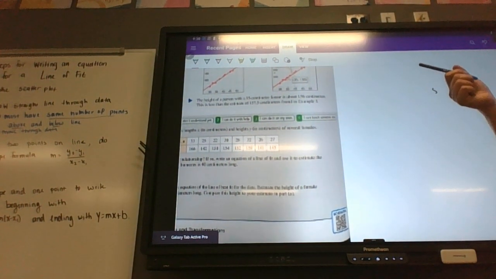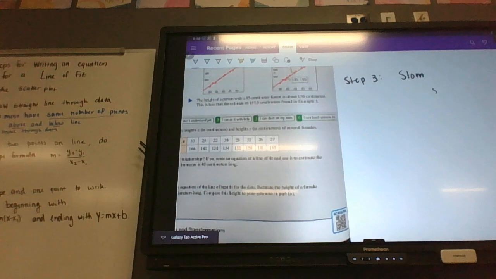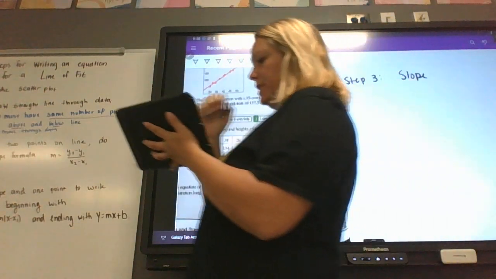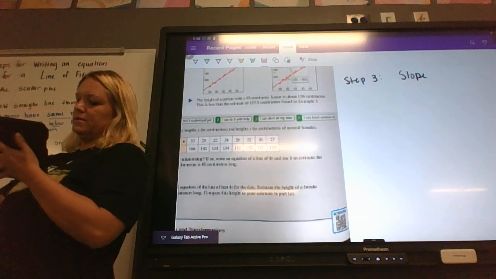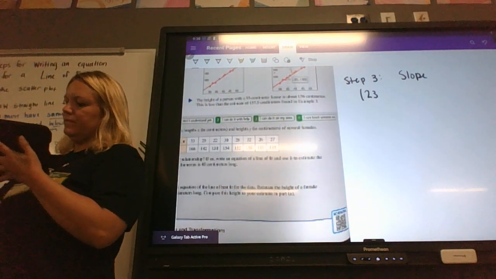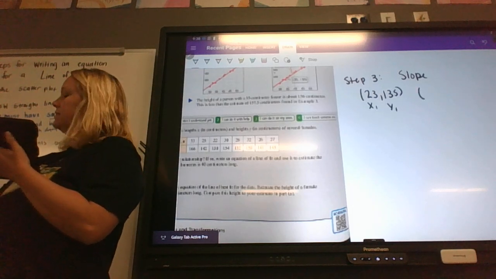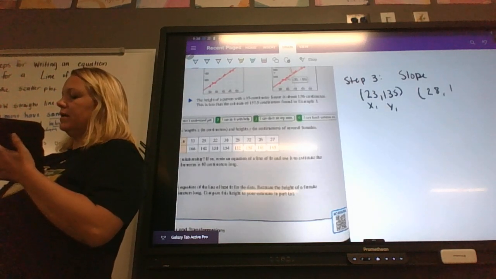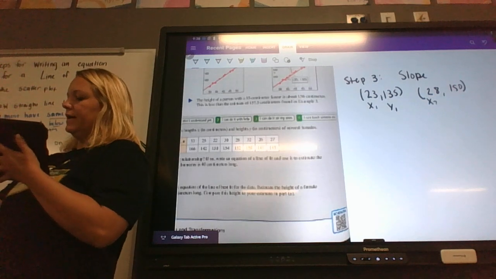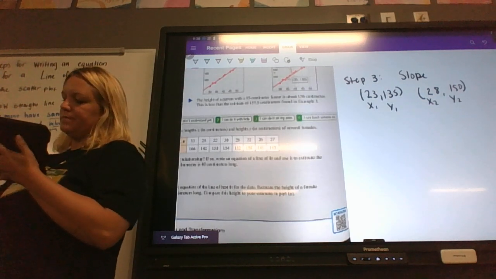Okay, so what step am I on right now? I'm on step 3, slope formula. So I'm going to do 23, 135 as my first point, and 28, 150 as my second point.